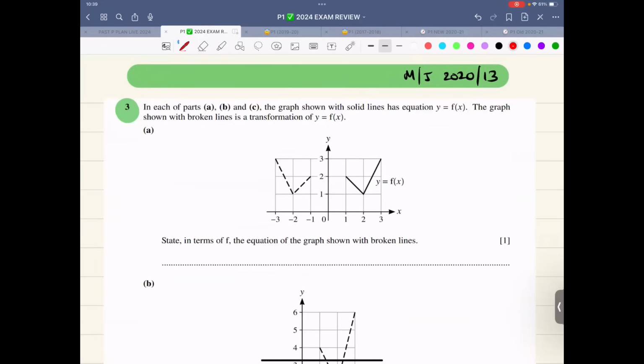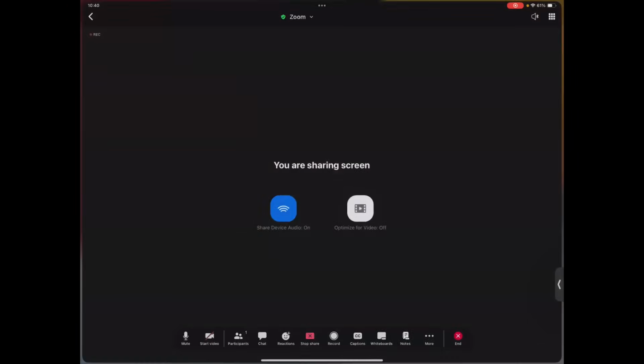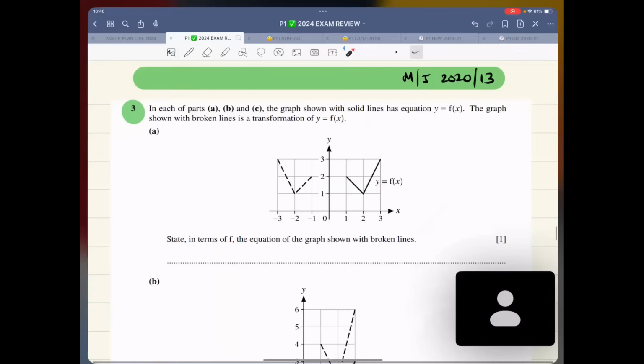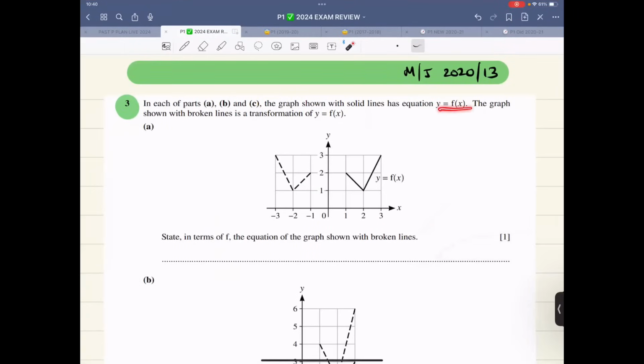This looks like transformation. What does it say? It says in each of the parts A, B, and C, the graph shown with solid lines is y equals f(x). Let me just double check one thing, that the recording is on point. The graph shown with broken line is the transformation of f(x). First one, this is the f(x), and this is reflected in the y-axis. So therefore, we will write y equals f(-x). That's the answer for this one.